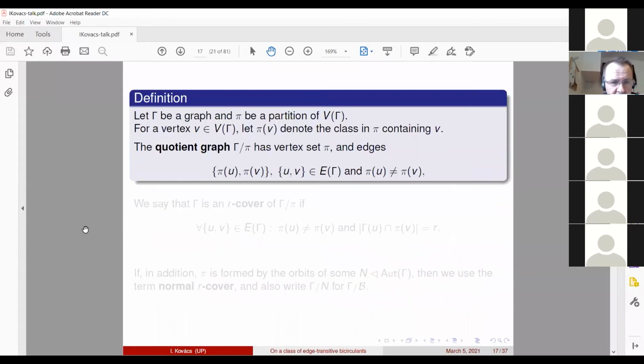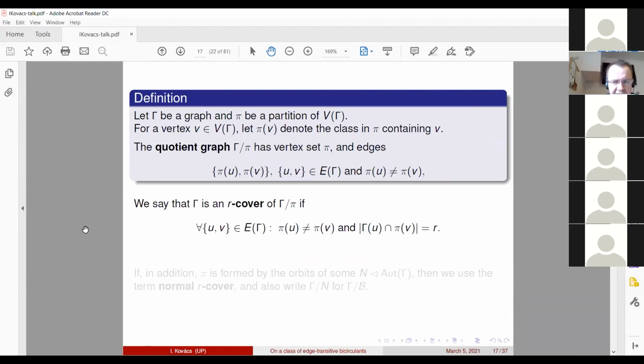First of all, I would like to define what I mean by a quotient graph. This is a general definition. Take any graph, take any partition of the vertex set. If you have a vertex v, then I will denote by pi of v the class from the partition which contains the vertex. Then the quotient graph is defined to be the graph which has as vertex set the partition, and the edges are given by those classes which contain adjacent vertices and are different. Basically, this is the meaning.